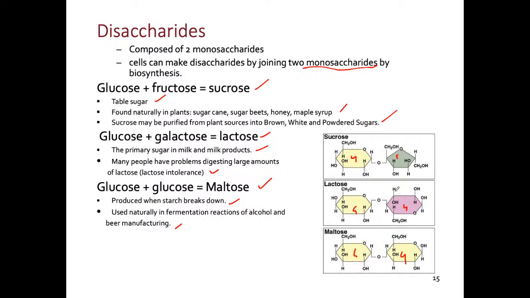Lactose is the primary sugar in milk and milk products, and many people have problems digesting large amounts of lactose. So they are known as lactose intolerant. Special milk is available for them, in which the lactose has been removed using the lactase enzyme. And then maltose is produced when starch is broken down, usually using fermentation reactions in alcohol and beer manufacturing.